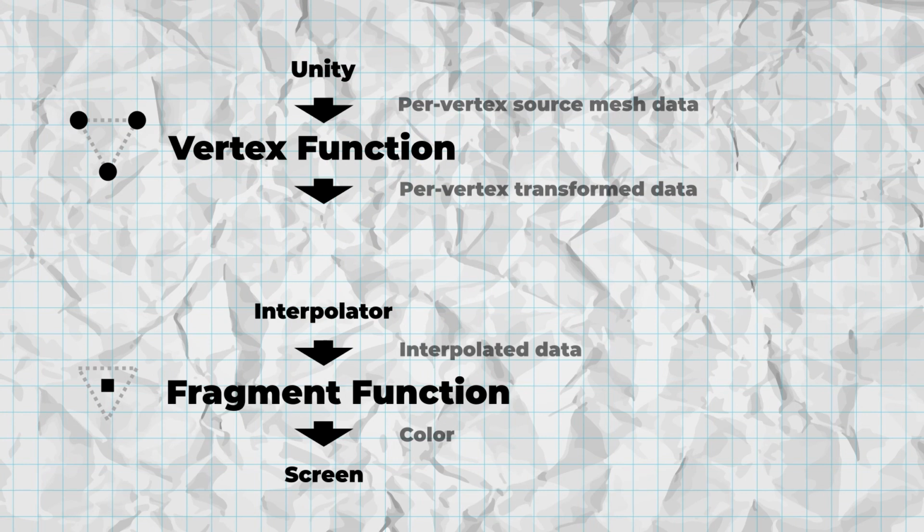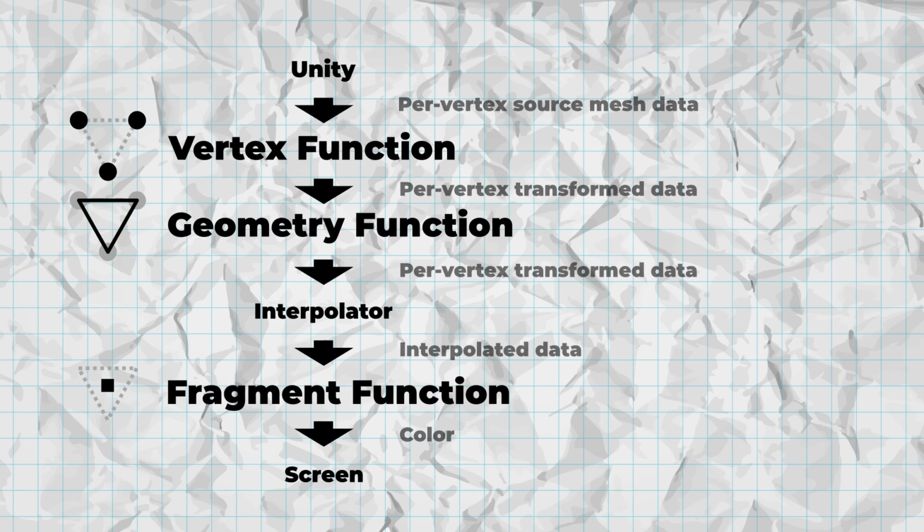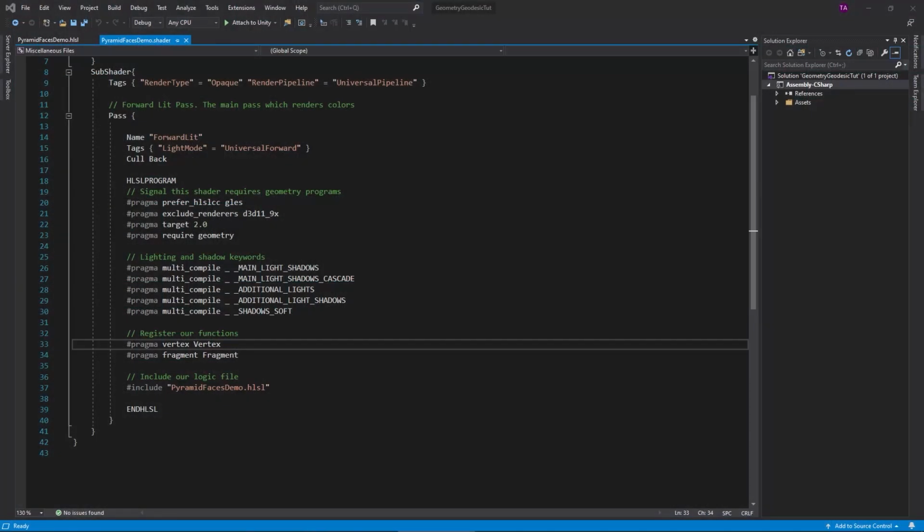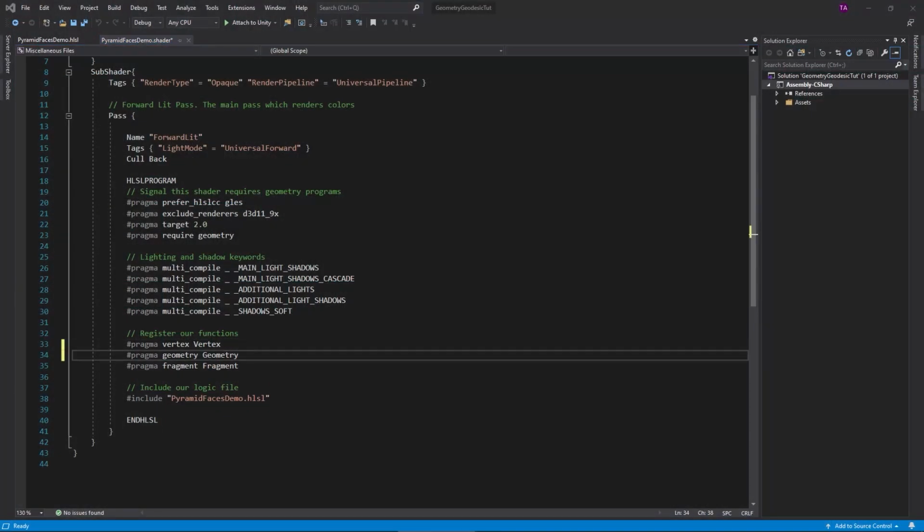A geometry shader is just a shader with an optional third type of function that runs in between the vertex and fragment functions. The geometry function executes once per triangle in the mesh. It receives the vertex function's output for each triangle corner. Crucially, geometry functions can output a variable number of vertices arranged into triangles, allowing them to create, change, or remove triangles from the mesh. In the .shader file, add another pragma line to register a geometry function.